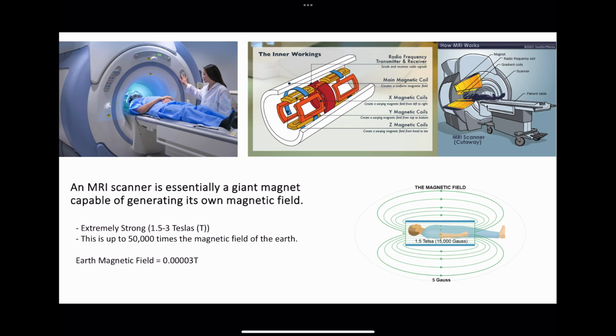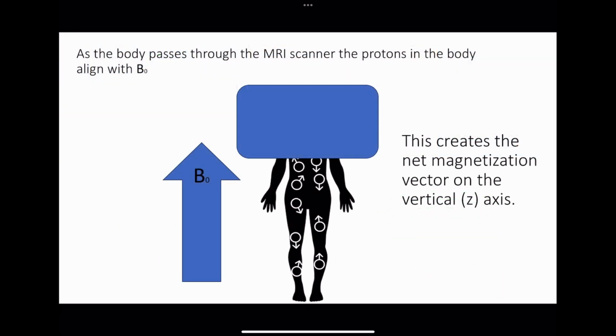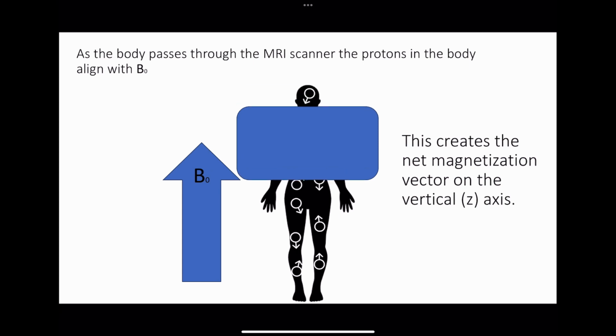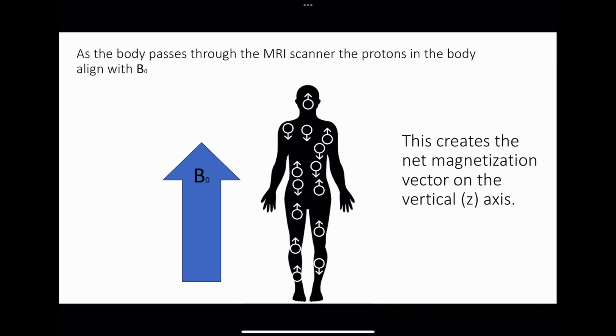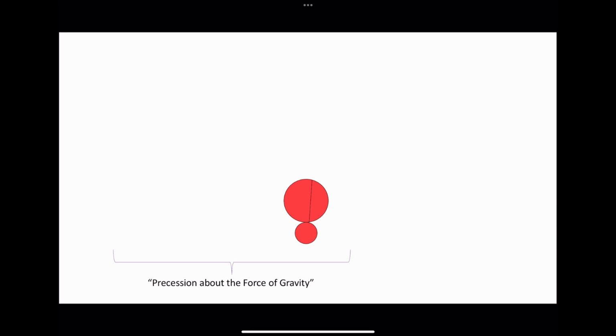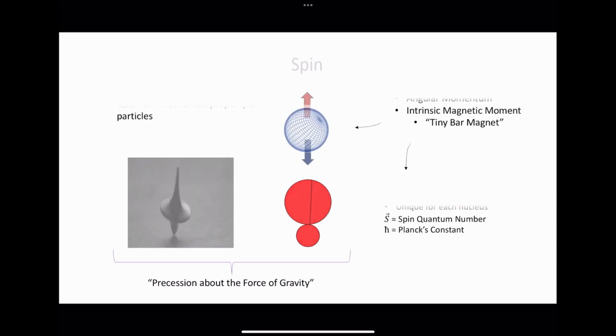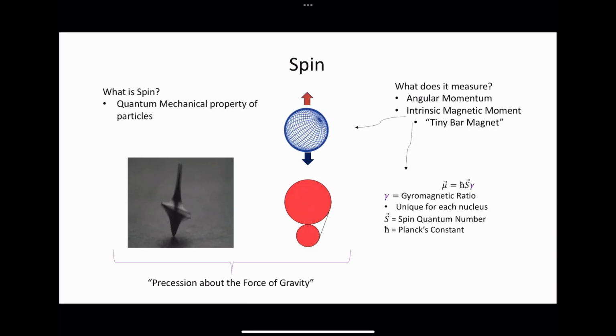The magnetic field from the MRI machine aligns all the protons with the z-axis, making them parallel or anti-parallel to the primary magnetic field, B0. This arrangement of protons creates the net magnetization vector. In magnetic resonance imaging, we harness the intrinsic property of protons known as spin, a quantum mechanical characteristic that measures both angular momentum and magnetic moment. Think of protons as a tiny bar magnet, each with its own unique spin. When placed within a magnetic field, they align themselves like spinning tops as seen in the video.